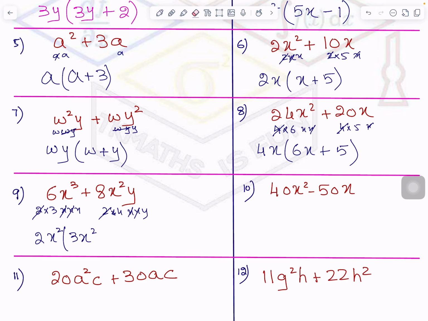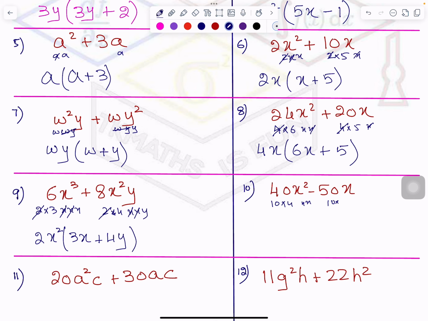So only 1x is left from here, plus 4y, right? From here if I see 10 4s are 40, 2x, 10 5s are 50, 1x. So 10 is common, and 1x is also common. So 4 is left from here, 5 is left from here, right? Because 4x, 1 4 and 1x is left from here.